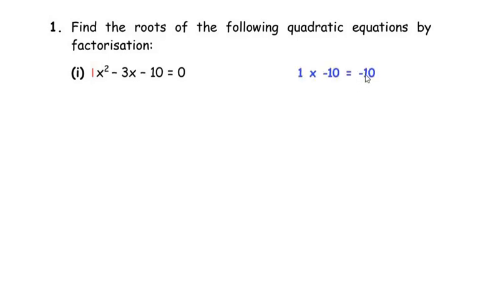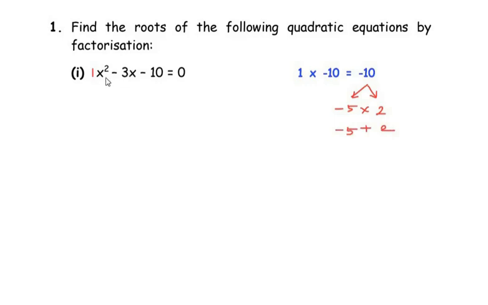Now once we have got this value, we have to find 2 factors of negative 10 in such a way that when you multiply them, you should get negative 10, and when you add them or subtract them, you should get the middle term, that is negative 3. So the 2 factors we can think about here are negative 5 and 2. Because negative 5 times 2 gives us negative 10 and negative 5 plus 2 gives us negative 3.